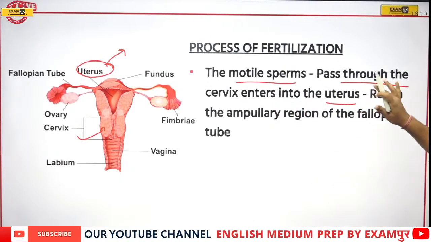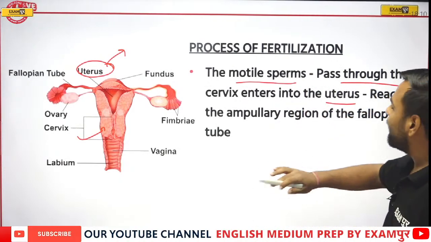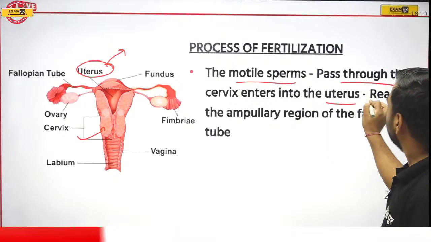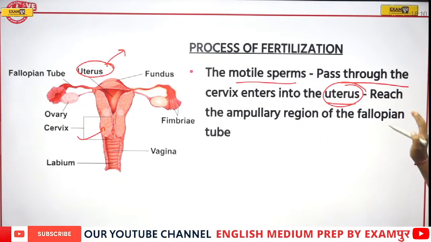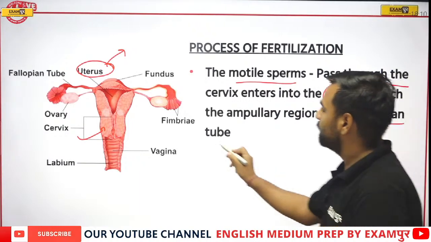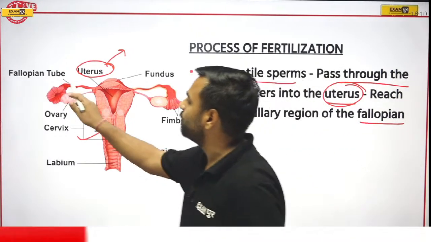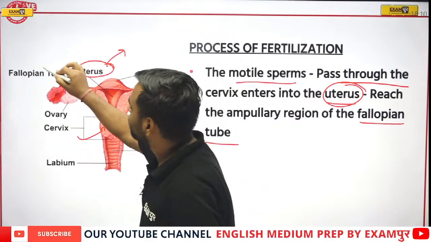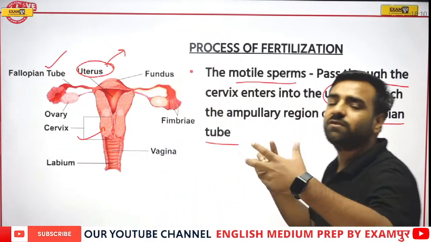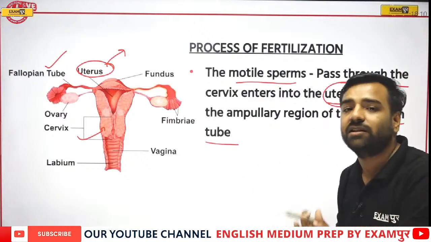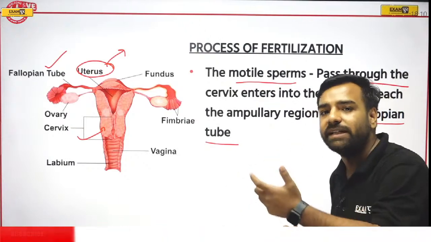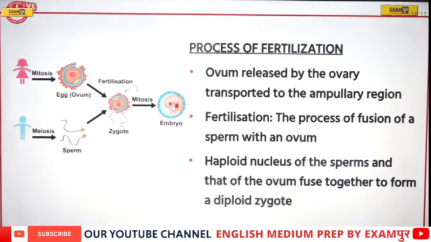So what I was saying, the motile sperms enter through the cervix and finally reach the uterus, and then the ampullary region of the fallopian tube. This is the ampullary region of the fallopian tube, and we were aware that this is the location where the process known as fertilization takes place. Here only the sperm actually meets the egg. So yes, this is the fertilization.